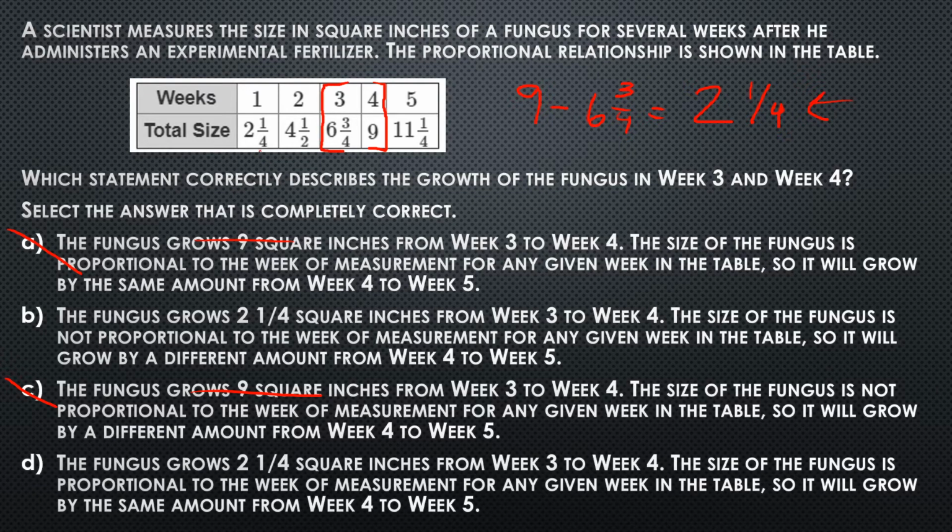If I look every single week, starting with week 1, this plant is going to grow 2 1/4 inches every single week. And if I wanted to double check, I could pull open a calculator, do 2 1/4 plus 2 1/4, I get 4 1/2. If I do 4 1/2 plus 2 1/4, I get 6 3/4. So since the amount that this plant is growing weekly is the same, that makes it proportional. So we want to make sure that I'm reading this carefully. So the fungus is going to grow 2 1/4 square inches, and the fungus is proportional.